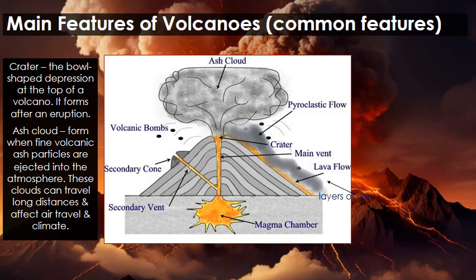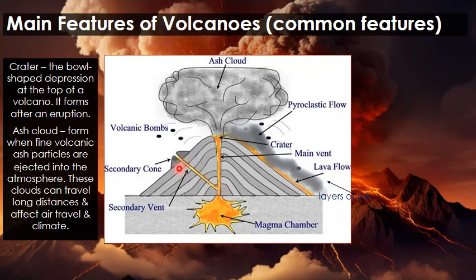So this is what a volcano will look like on a diagram, right? So we want to look at all of these things and say what they are. This is the magma chamber. We've already described what magma is, right? So this is what we call the magma chamber, and the magma is here. This is the main vent through which the magma erupts to the surface. This is a secondary vent.